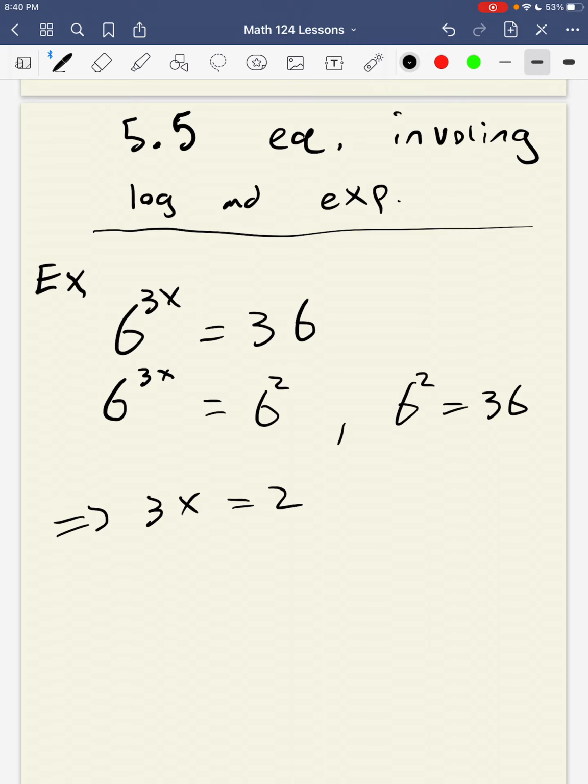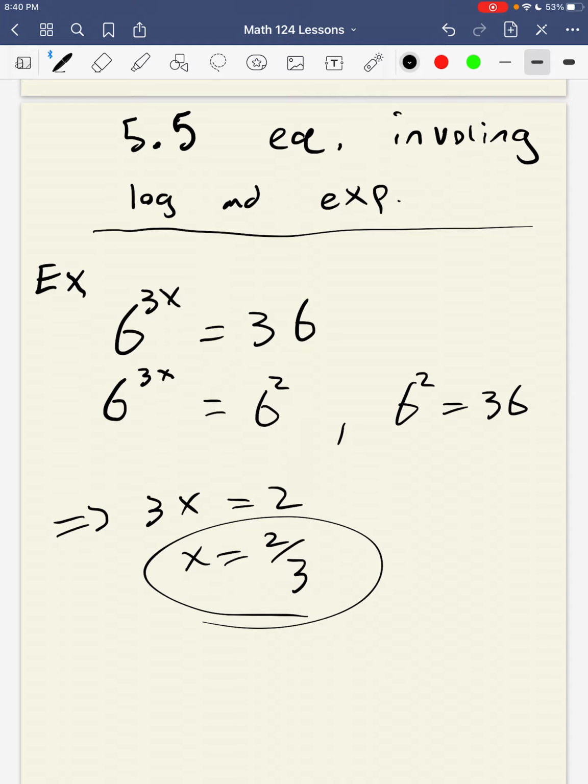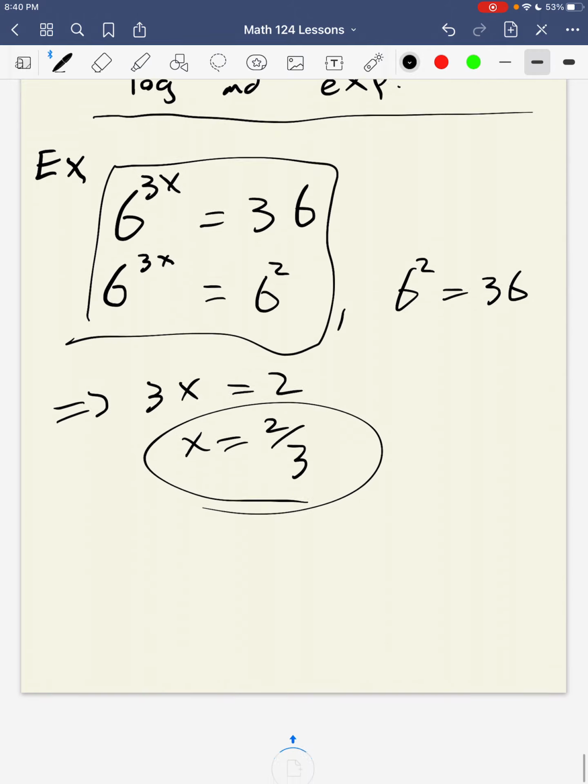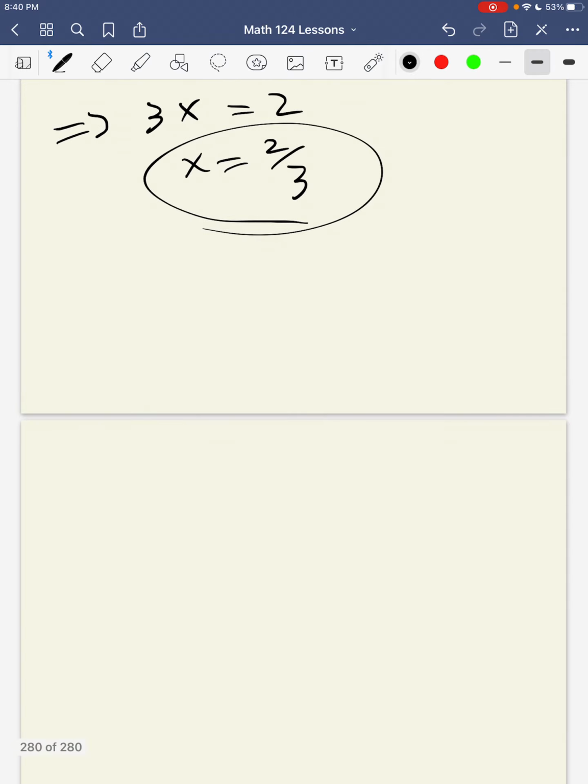Now we can only do this when we have the same base, so we do not always have the same base, but this example was cooked up in a way so that the left hand side and the right hand side can be written as base 6 exponentials. Okay, so let's look at another example where we do not have the same base on both sides.